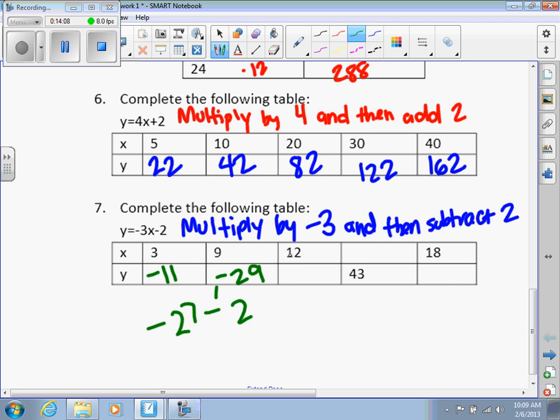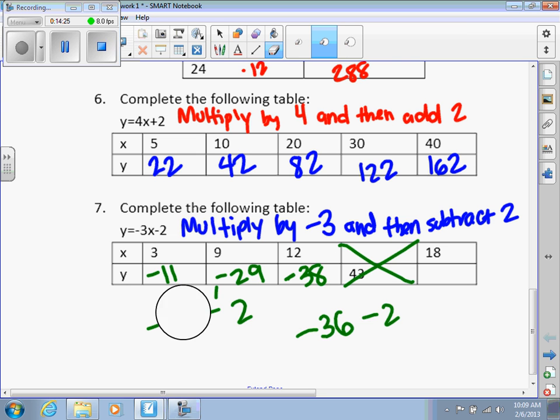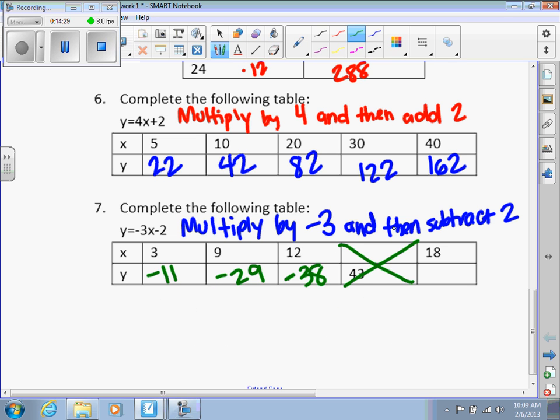All right, next. 12 times -3. -36, and then we subtract 2. So 36 negatives and 2 negatives gives us -38. And we're going to X this one out. It was written correctly. All right, last one, 18. 18 times -3, then subtract 2 gives us -56. Okay. Any questions about this assignment? Don't worry about the back right now.